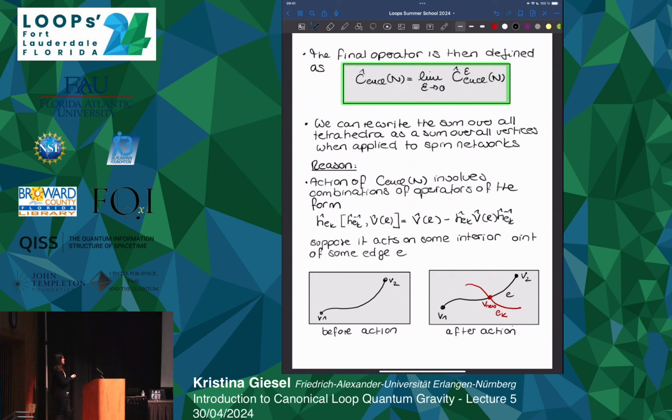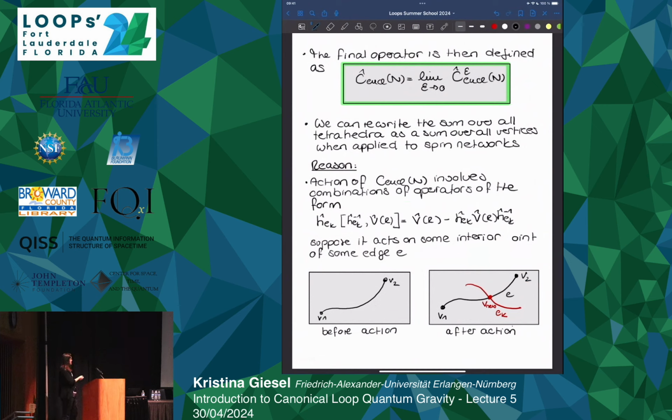So we can ask what happens, for instance, if this operator acts at an interior point of the edge. Is there a contribution, or am I also able, like for the volume operator, to describe the action of this C operator in terms of a sum over all vertices of the graph? And this is indeed the case. So let's just look schematically at this expression here.